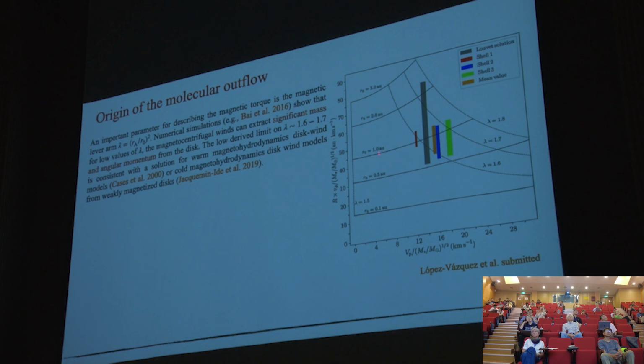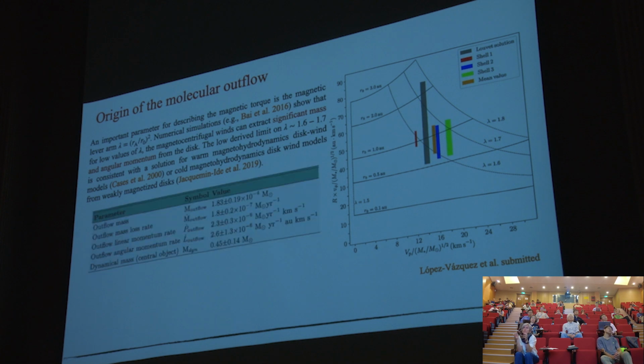And finally, if we estimate the magnetic lever arm, we obtain that this value is between 1.6 and 1.7, and this solution and the launching radius are consistent with the Anderson relation. It is an indicator that these shells could be originated by cold magnetohydrodynamic disk winds from a weakly magnetized disk.